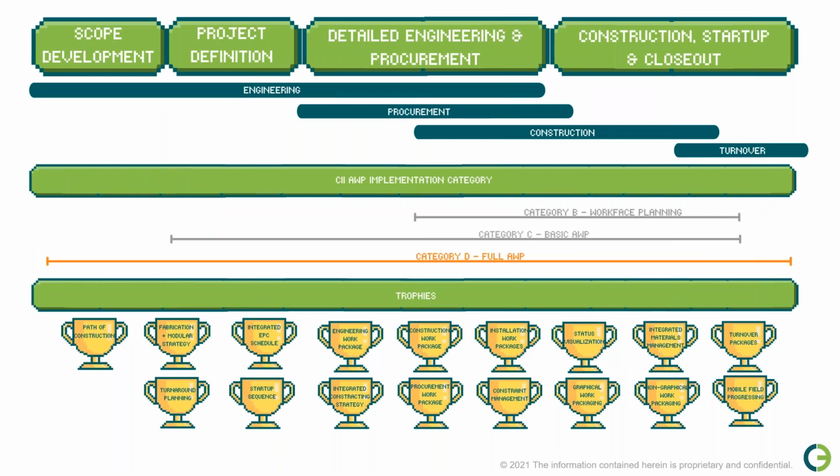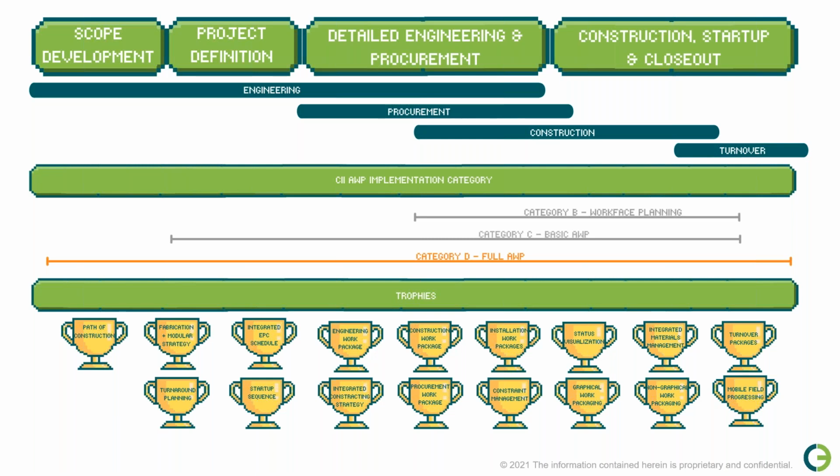So this just gives you a quick overview of what we were talking about in terms of the timing, some of the categories, and some of the trophies that we won. So looking at the project as the phases from engineering, procurement, construction, and turnover, we did what we referred to as Category D, i.e. we managed to do AWP right from the beginning in the FEL stages all the way through to commissioning.